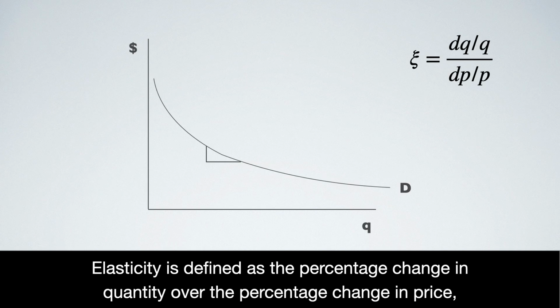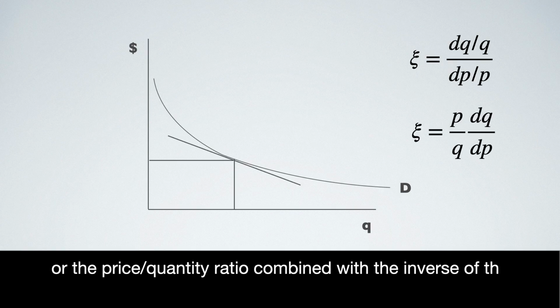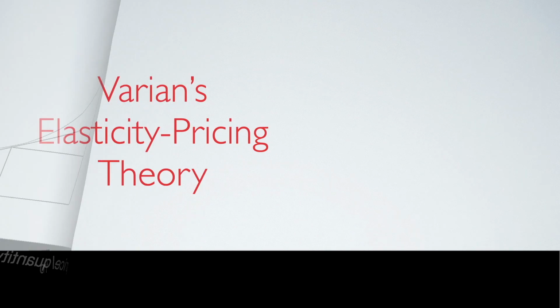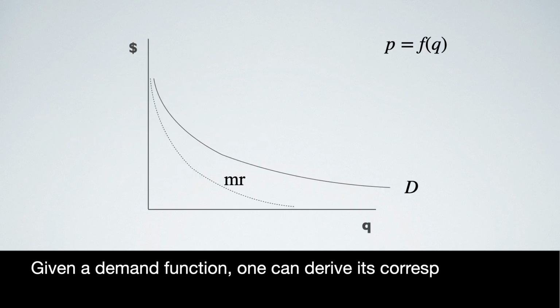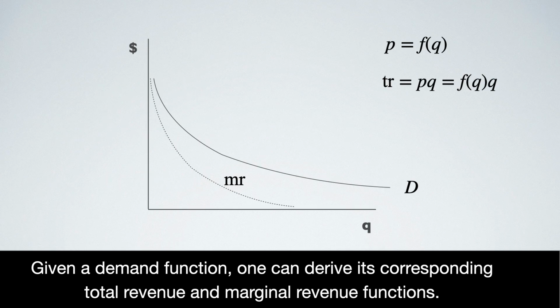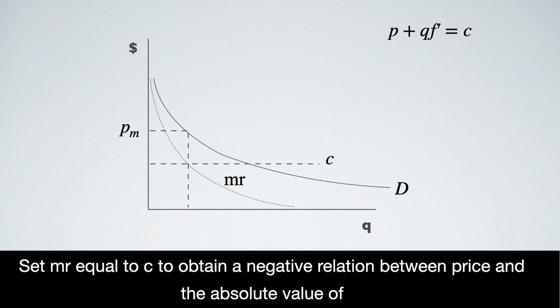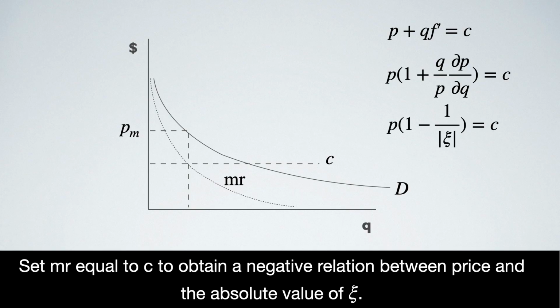Elasticity is defined as the percentage change of a quantity over the percentage change in price, or the price-quantity ratio combined with the inverse of slope. Varian's elasticity pricing theory: given a demand function, one can derive its corresponding total revenue and marginal revenue functions. Set MR equal to C to obtain a negative relation between price and the absolute value of elasticity.